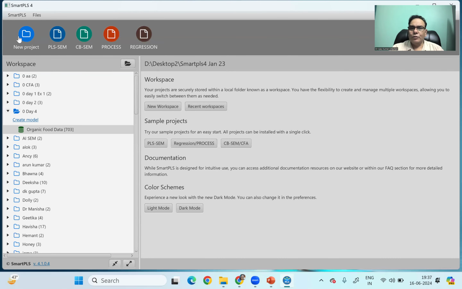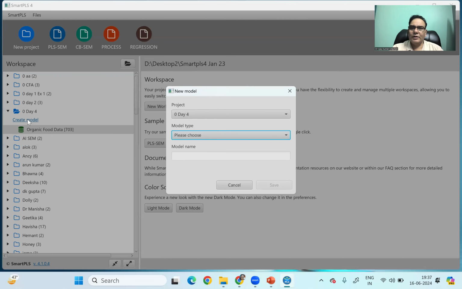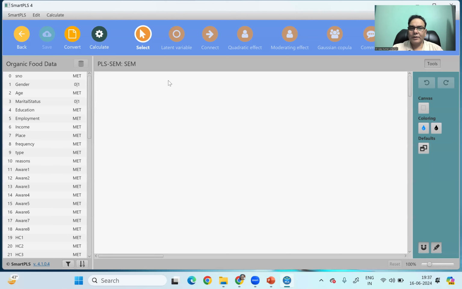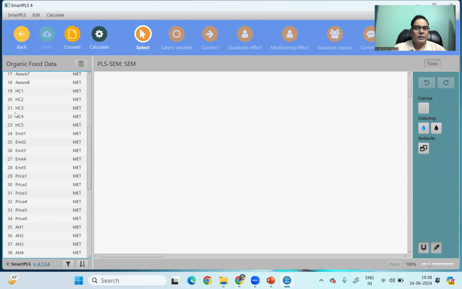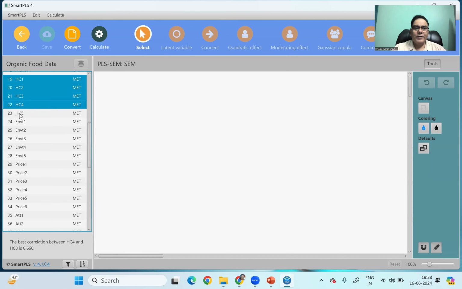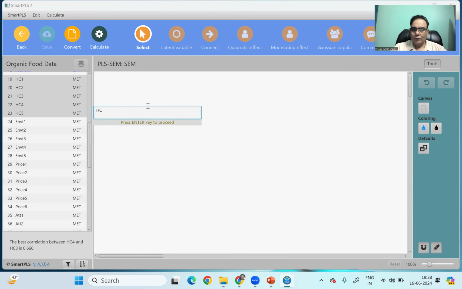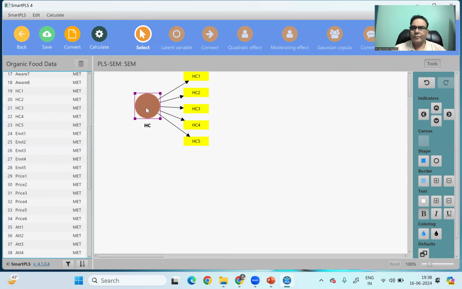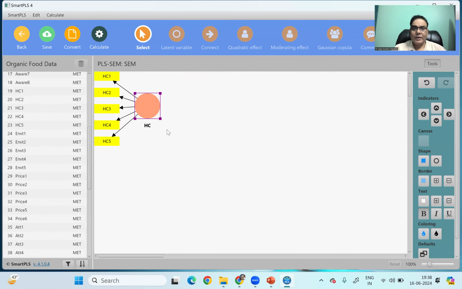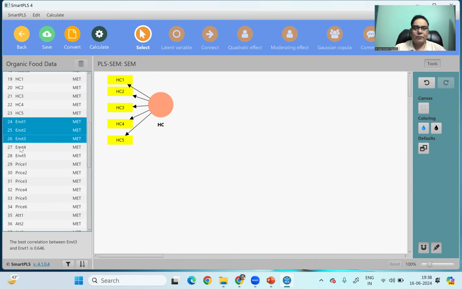So I will show you both PLS-SEM and CB-SEM so that you can create as per your choice. So first we are going for PLS-SEM, and the moment you click, canvas come. Okay. So my first factor is health consciousness, which is proposed by the scholar, that it is having impact on purchase intention of organic food.